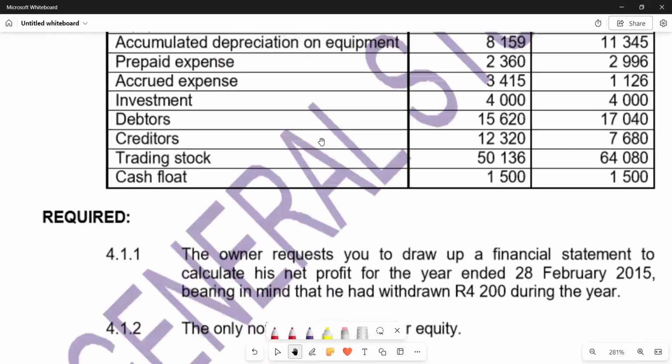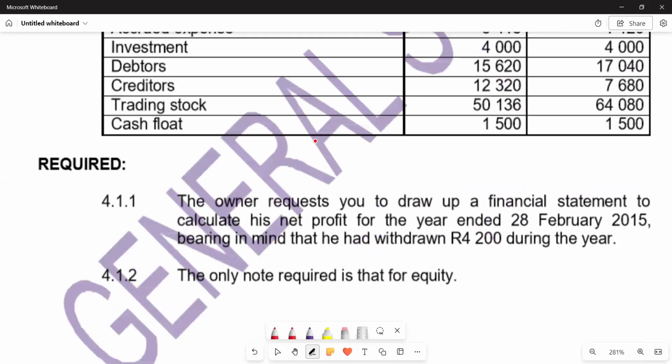So now the required part, 4.1.1, the owner requests you to draw up a financial statement to calculate his net profit for the year ended 20th February 2015, bearing in mind that he had withdrawn 4,200 during the year. So we should take note. And then 4.1.2, the only note required is that for equity. So in this video, we are going to look at just 4.1.2, whereby we are going to prepare the statement of changes in equity. And that's where we're going to find the missing figure for net profit.